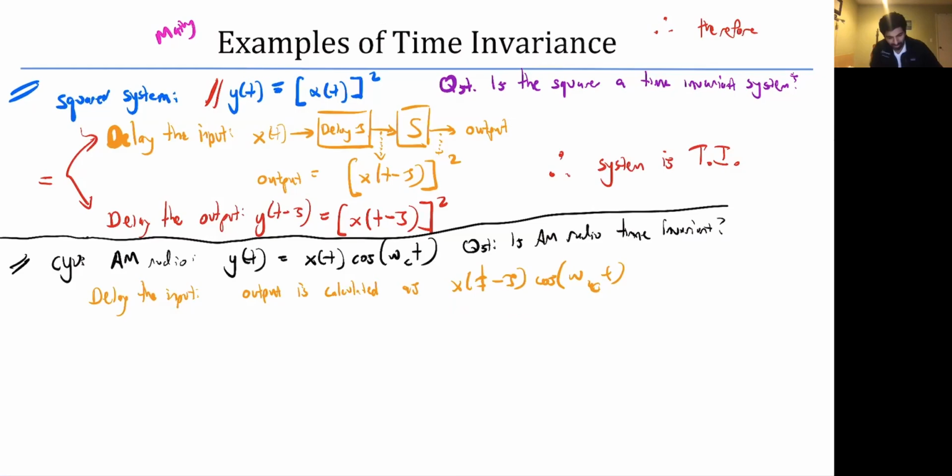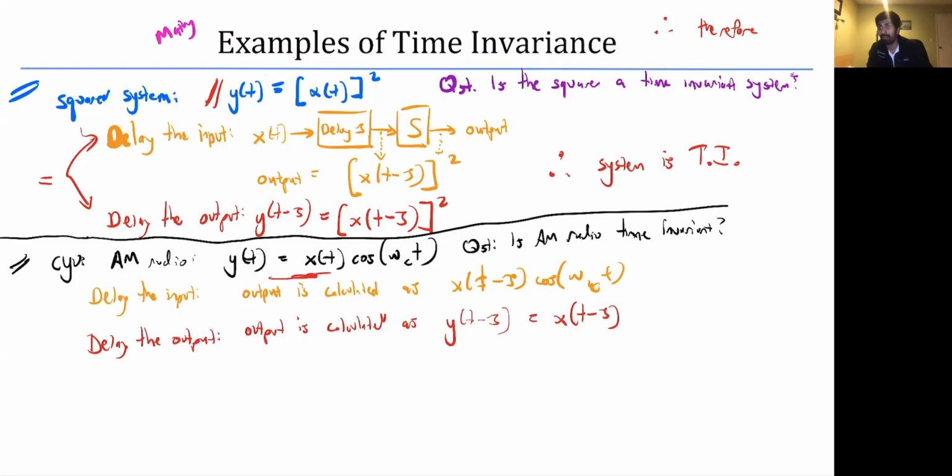That's what this means. Now, by contrast, if we delay the output directly, then the output is calculated now as y of t minus tau, right? Y of t minus tau equals x of t minus tau. I'm just plugging in right here into this equation. So it equals x of t minus tau times cosine of omega c, and again, I'm just plugging in t minus tau. Okay. So in this particular case, the system is not time invariant, right? Because if I shift the input, I don't shift the output by the same amount. You can see that by going through these calculations and seeing that they're not equal. Therefore, this is not time invariant.